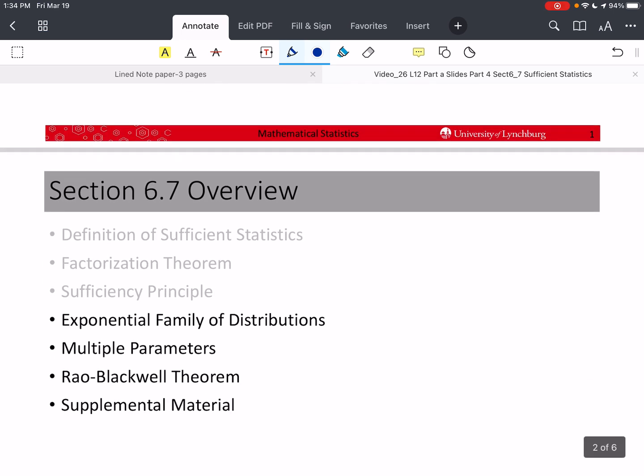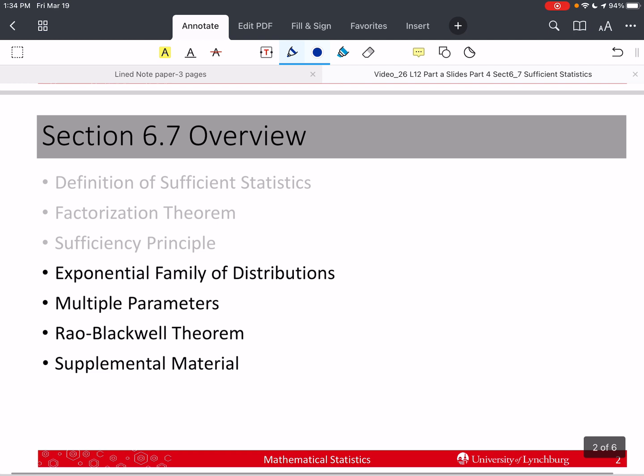We are discussing part 4 of sufficient statistics. Last time we discussed the sufficiency principle, which is the idea that if we have two random samples and we obtain the same value of the sufficient statistic from both samples, then the inference about theta, our unknown parameter, should be the same.